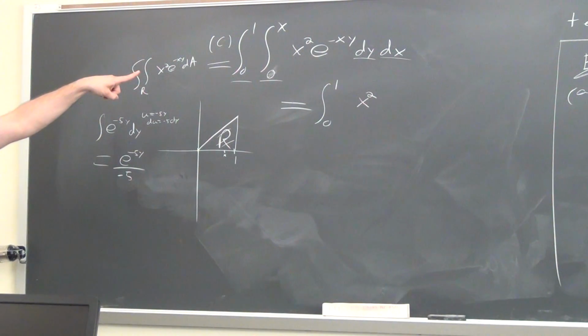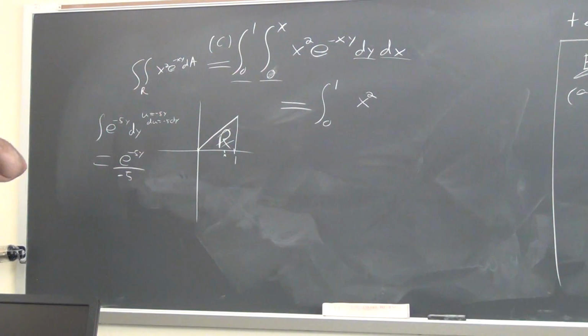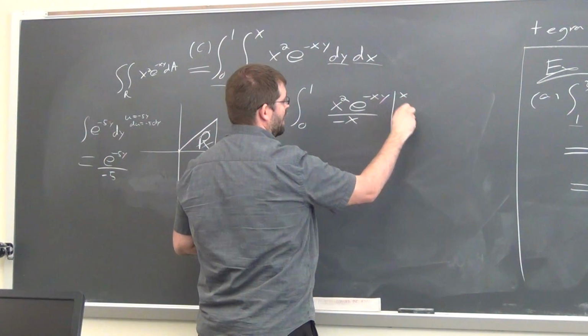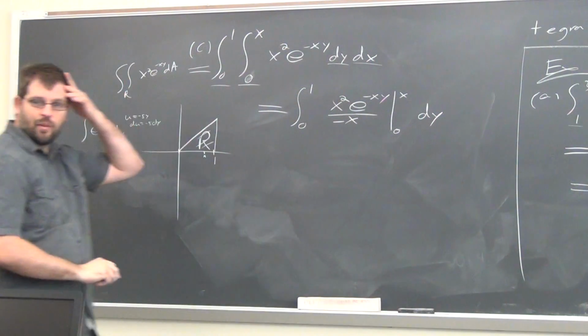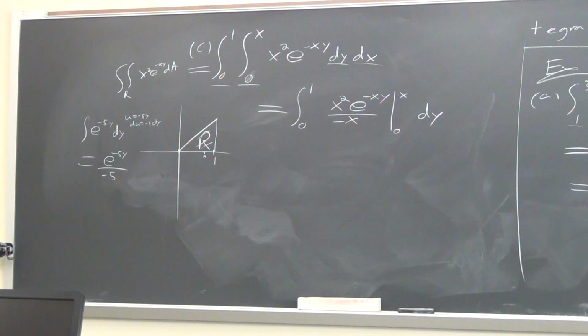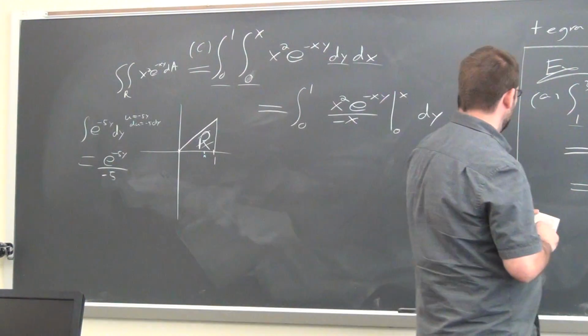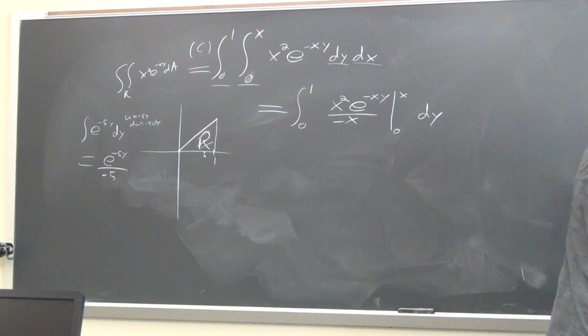So in this case, with the x as the constant, what do we get? e to the negative xy over negative x, and then the bounds are from 0 to x, dy. Does that make sense? Okay. So what happens now? Plug in the x, plug in the 0. I'll let you try to finish that one off from there. Plug in the x and plug in the 0 for y, and then see what you get, and I'll give you another one.